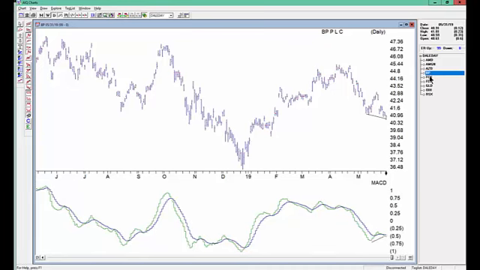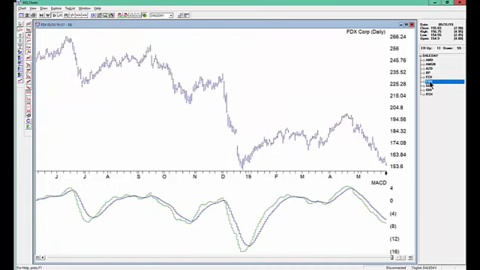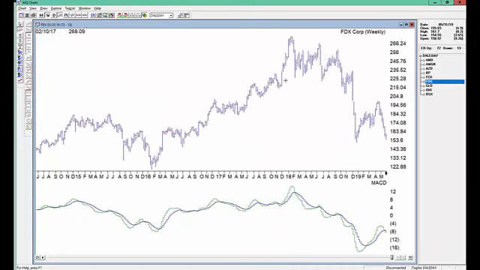FCX, of course, can't ignore that one. This one had a strong down divergence back over here. It's been in my list for a while. That one played out very nicely. FDX, FedEx, of course. We had this one in here, I think, on the weekly. Yes, there's a nice setup on the weekly here. But this is still turning down, so we're waiting for that to turn up on the chart itself.